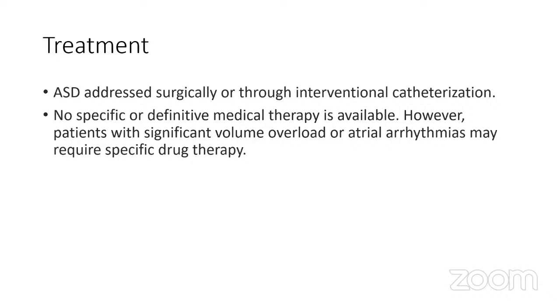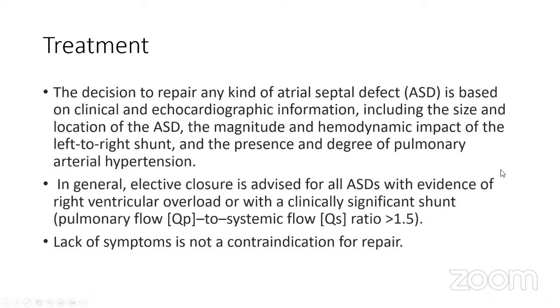When treating ASDs, they are usually addressed surgically or through interventional catheterization. No specific or definitive medical therapy is available, except for treating the heart failure or the arrhythmias. The decision to repair any kind of atrial septal defect is based on clinical and echo information, including the size and location of the ASD, the magnitude and hemodynamic impact of the left to right shunt, and the presence and degree of pulmonary arterial hypertension. In general, elective closure is advised for all ASDs with evidence of right ventricular overload or with a clinically significant shunt.